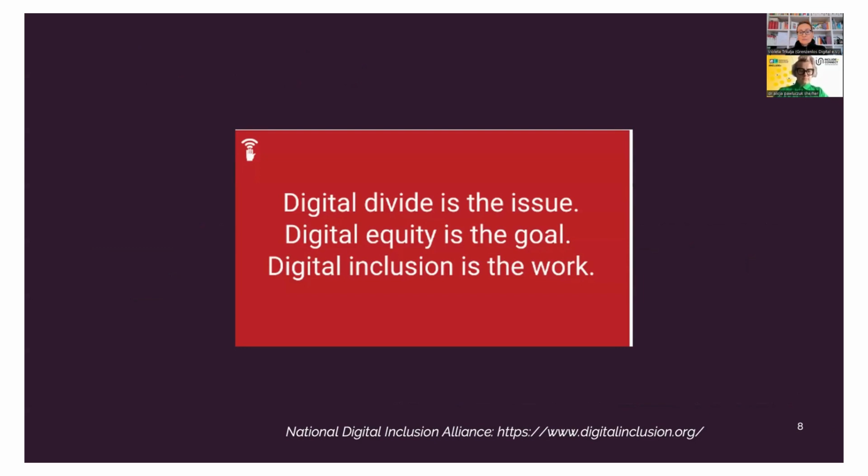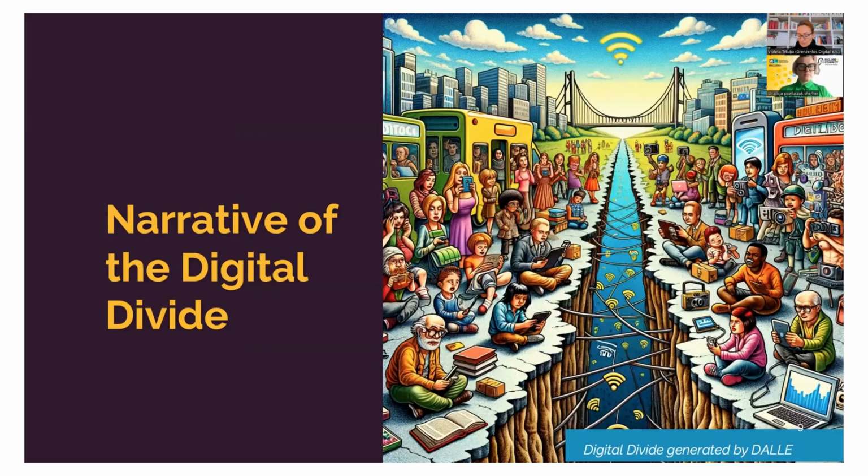So in their view, and I think I share this view as well, digital equity is the goal. This is what we want to reach. And the problem is that there's a digital divide, and we need digital inclusion measures or digital inclusion initiatives to bridge this divide to then reach digital equity. When we now talk about the digital divide, we can say that we have this narrative about it.